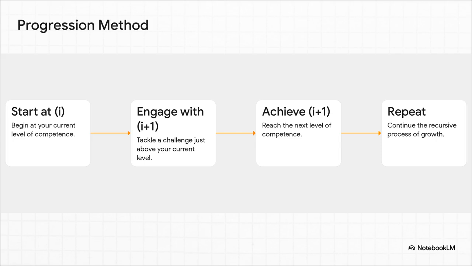You start exactly where you are. We'll call that level I. Then you engage with a challenge that's just a little bit beyond your current ability. Once you get it, you've reached the next level, I plus 1. Then you just repeat the process. It's really no different from how a child learns to walk, one manageable step at a time.